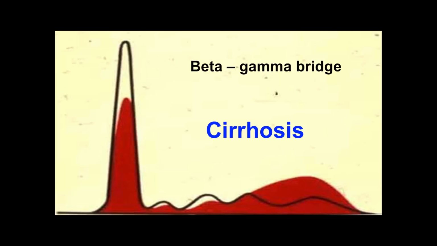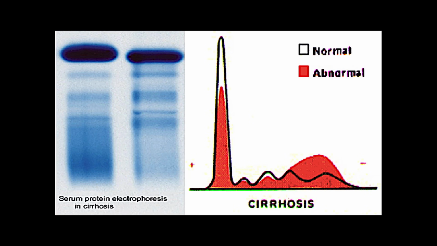Next, we have the electrophoretic pattern of liver cirrhosis. So the characteristic pattern of this is the beta-gamma bridge. So this one, as what you can observe, the proteins are decreased. So the albumin here, the alpha-1 and alpha-2 are all decreased. But what is unique here is the beta-gamma bridging, because this is due to the enhanced production of immunoglobulin A.